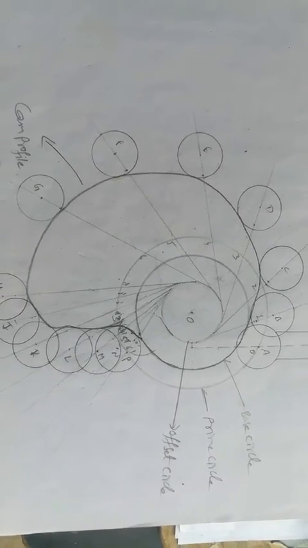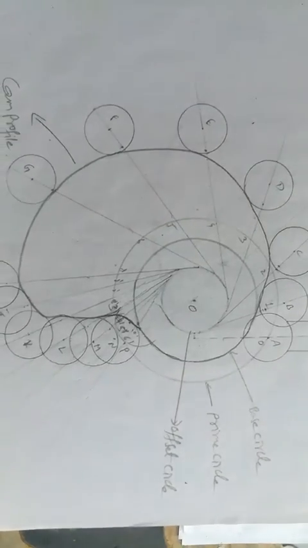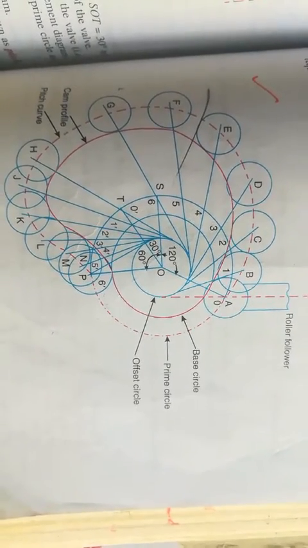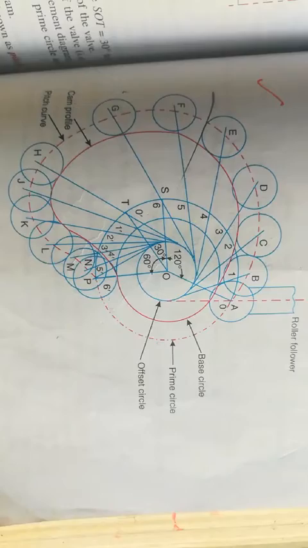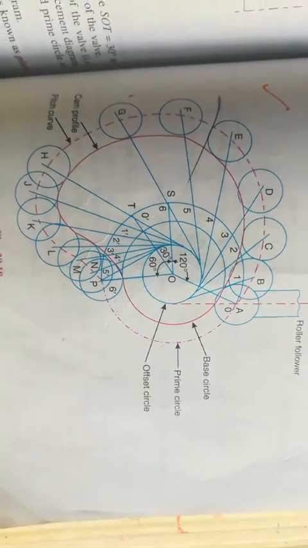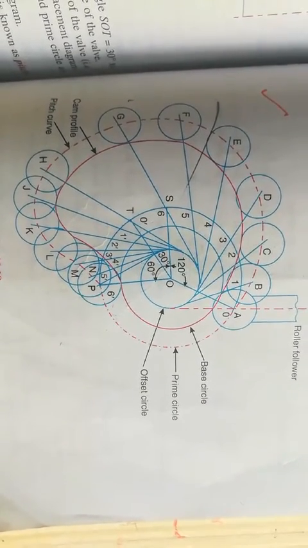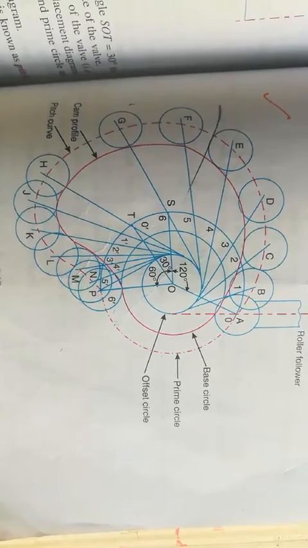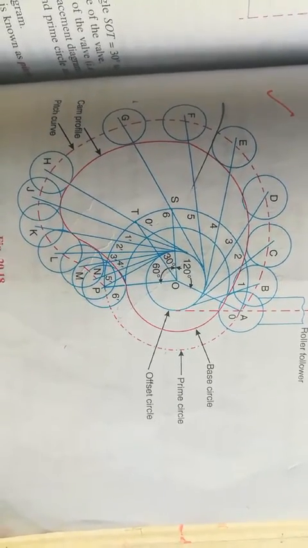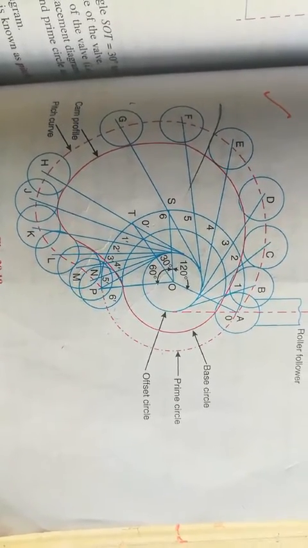This is the rough profile of the cam. By using this procedure, we get this type of diagram. This is the acceleration diagram. Clear, I think. Right, what the problem wants is the maximum acceleration of the valve rod.